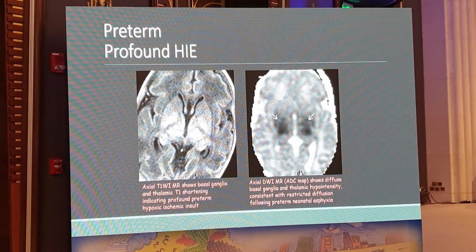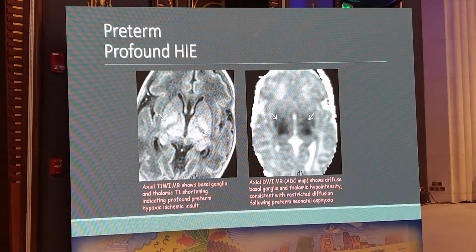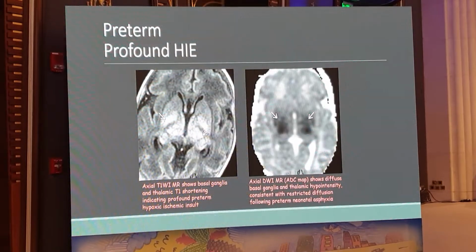A profound hypoxic ischemic insult in a preterm, we don't usually image it. Most of the time this patient will be unstable and sick in the ICU. So if we have the scan, we'll see that the basal ganglia and thalami are mostly affected.